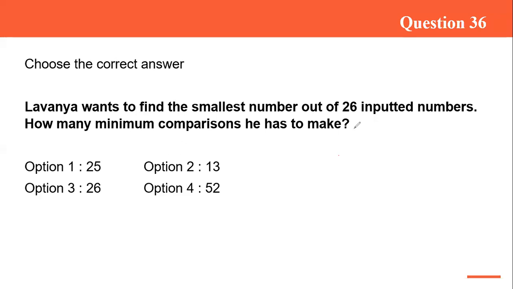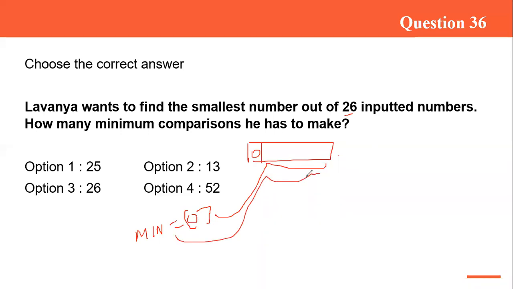Cool. So out of 26 input numbers, if I want to find the smallest one, how many comparisons do I need? Very simple. 26 elements are there. I'll take one variable called minimum and I'll store the first element, the zeroth index element, A of 0, in this minimum. And then I'll compare from A of 1 till the last index. So how many elements will I compare? This minimum I'll compare with 25 elements. Now, wherever I find a smaller element than this minimum, I'll copy that into minimum. That's all. Am I right?